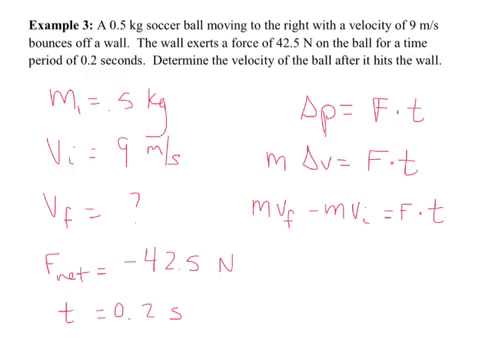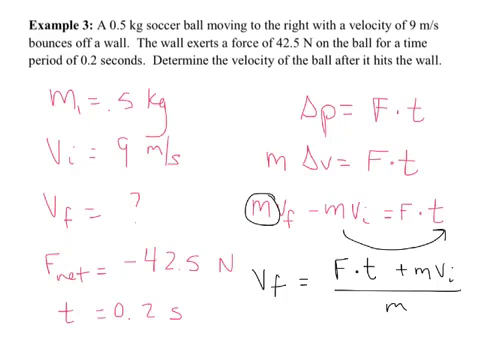In the last problem, we were able to say, well, VF doesn't matter. We'll cross it off because the final velocity is 0. It comes to rest. But clearly here, it doesn't come to rest. So what do we do here? What do we want to solve for? What are we looking for? You add MVI. Yeah, let's add MVI over and then divide by M. So let's move this over by adding and then divide by M to get VF by itself. So it's F times T plus MVI all over M.